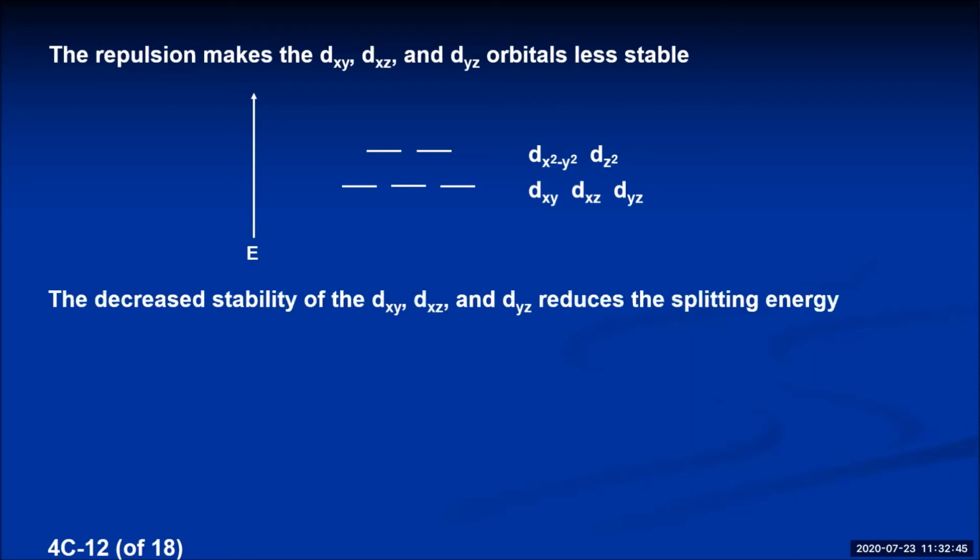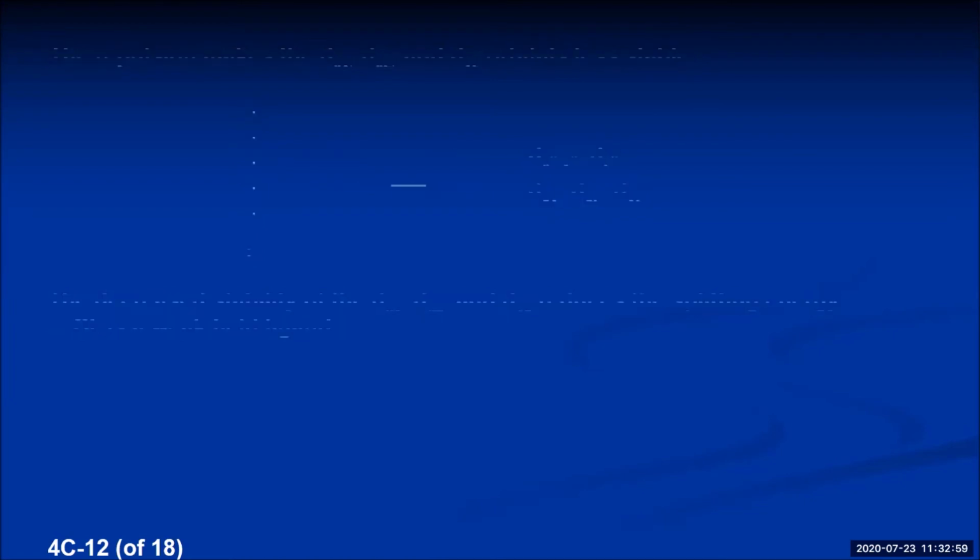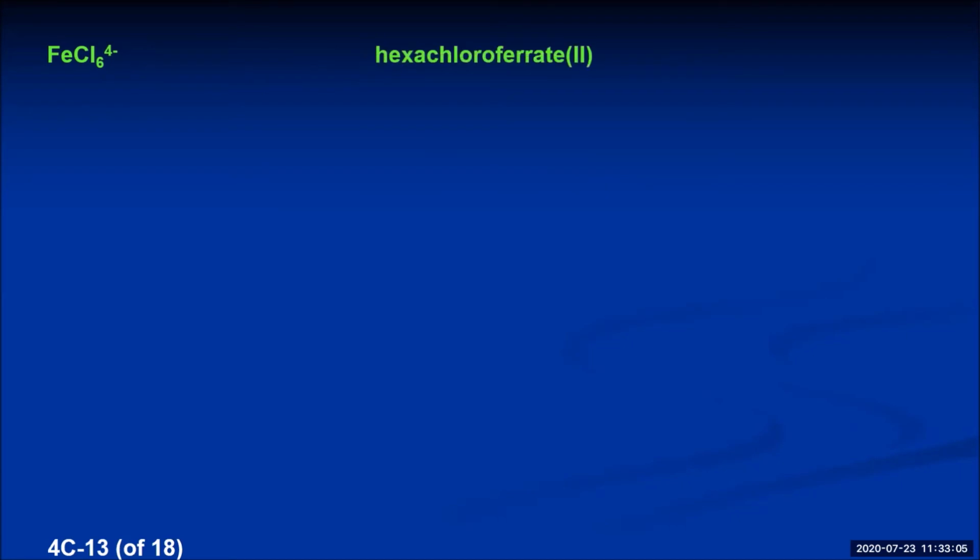So the decreased stability of the dxy, dxz, and dyz reduces the splitting energy, and therefore a chloride ion or any ligand that has lone pairs in its outer shell is going to wind up being a weak field ligand. And if we apply molecular orbital theory to a complex that has a weak field ligand like a chloride ion, this one being hexachloroferrate 2, the iron here has 6 d electrons.